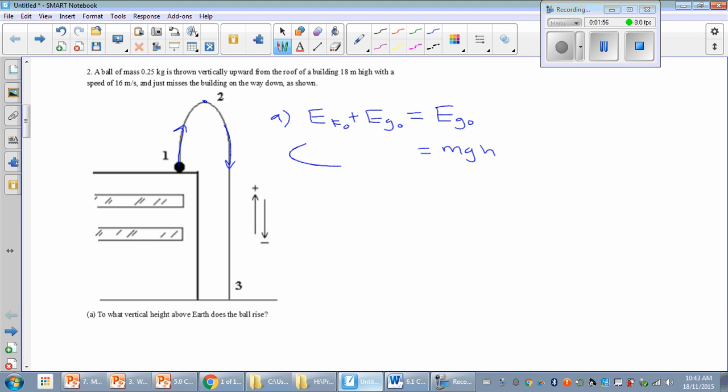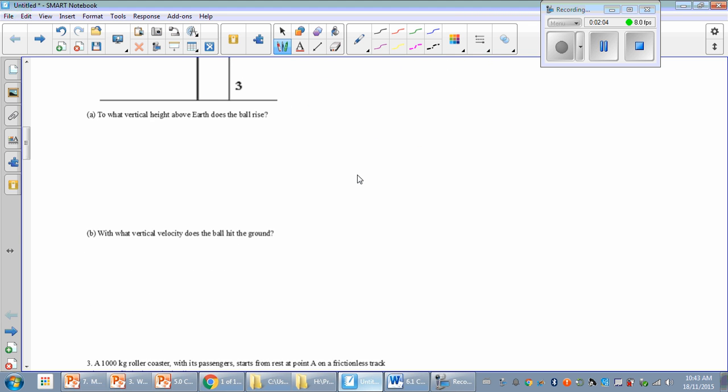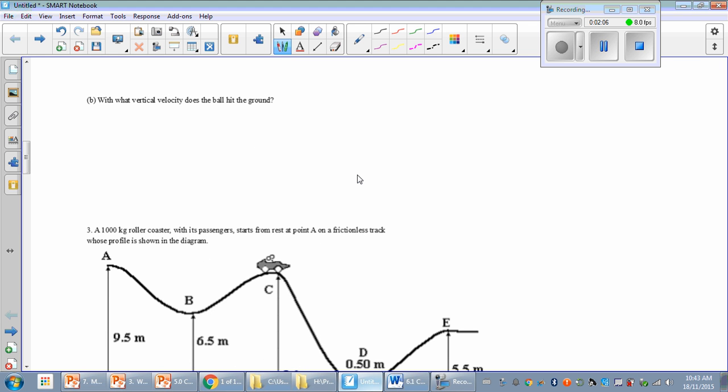These values over here you can just calculate. This one you're going to have to solve for, and do a bit of algebra. It looks simple, but that's probably the hardest question in this situation. Because in part B it says what velocity does it hit the ground with?